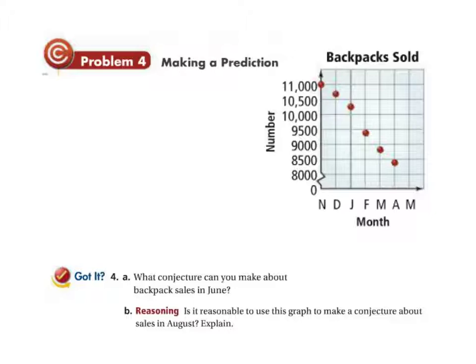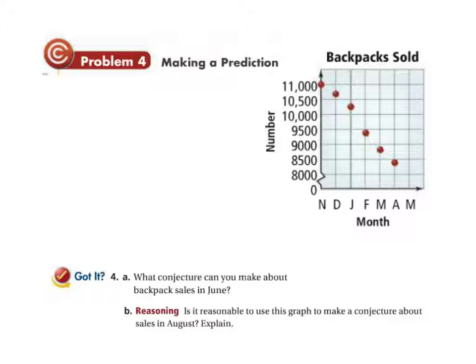We use these graphs sometimes to do these predictions and to look at what's going to happen. Here's a nice example. It's called a scatter plot with some points plotted in there. This is how many backpacks this particular company sold in the particular months of the year. It says, what conjecture can you make about the backpacks sold in June?